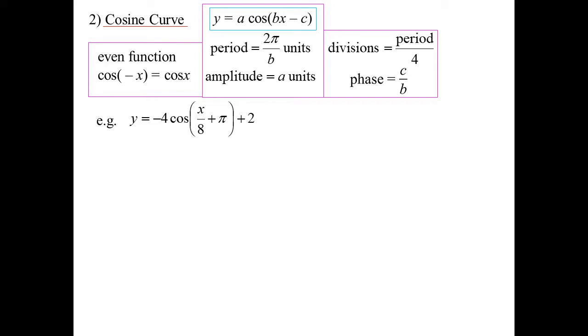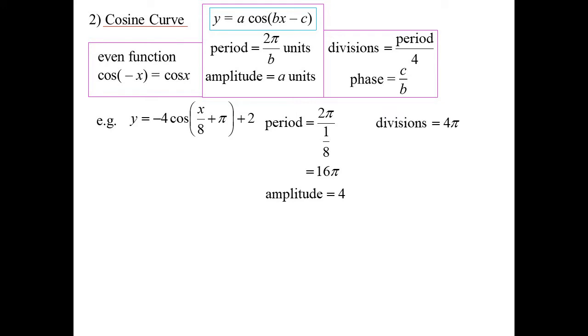Let's draw out all the important information. Period, 2 pi over, in this case, 1/8. So the period is 16 pi. The amplitude is still 4. It's not negative 4, it's 4. Because amplitude, we're just talking about a length. So it's like the absolute value, I guess, of the coefficient. We're just interested in the size.